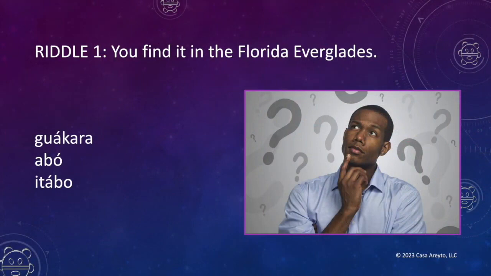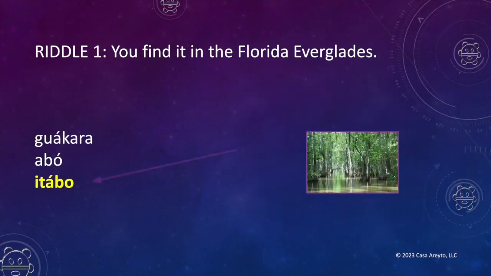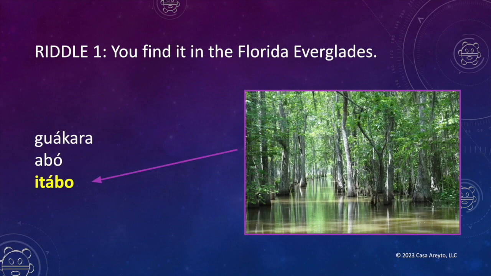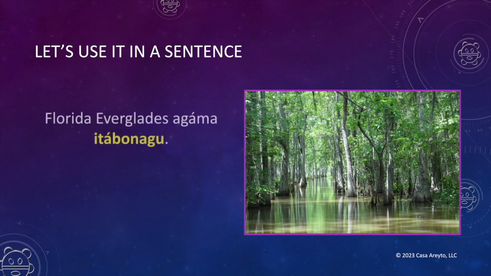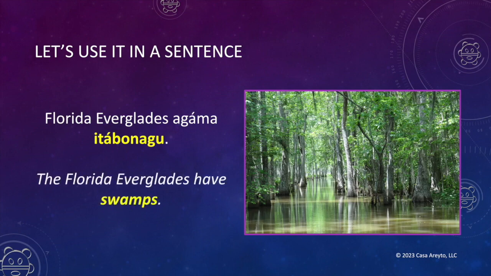What do you think? Let's take a look at our answer. That's right, it's Itabo, because Itabo means swamp. That makes sense because the Florida Everglades are a wetland, that is a swampy area. Now, why don't we use this word in a sentence? We can make the sentence, Florida Everglades agama Itabonagu. The Florida Everglades have swamps.